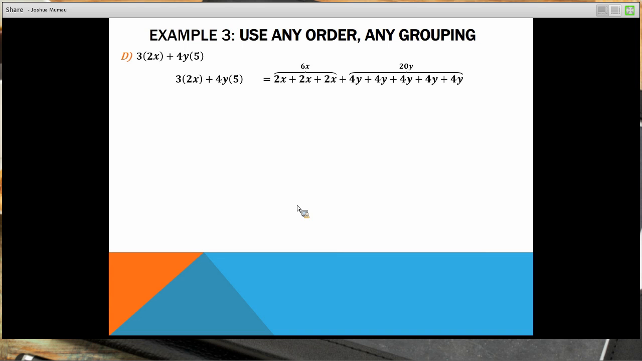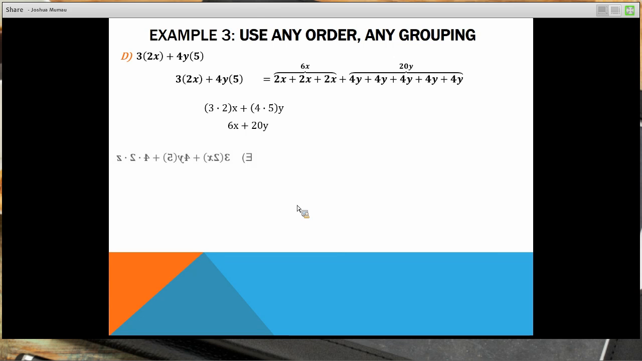So like in this diagram, 2x added to itself 3 times, that's 6x. Well, that's the same as 3 times 2. 4y added to itself 5 times. That's the same as 4 times 5, which is 20. So our final solution, we get 6x plus 20y. Let's move on to part E.